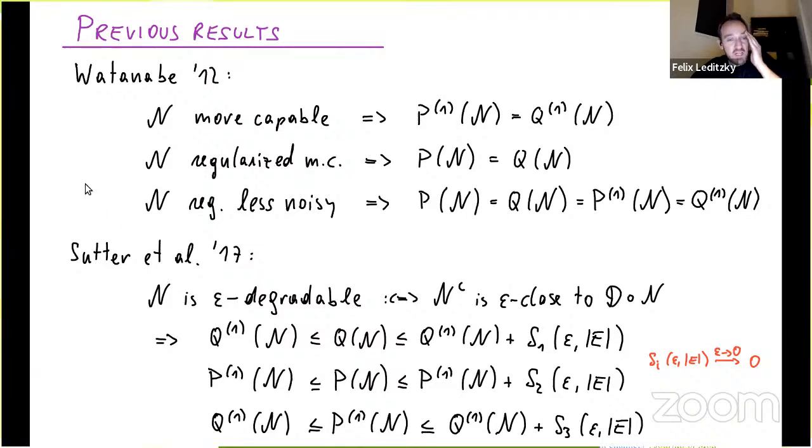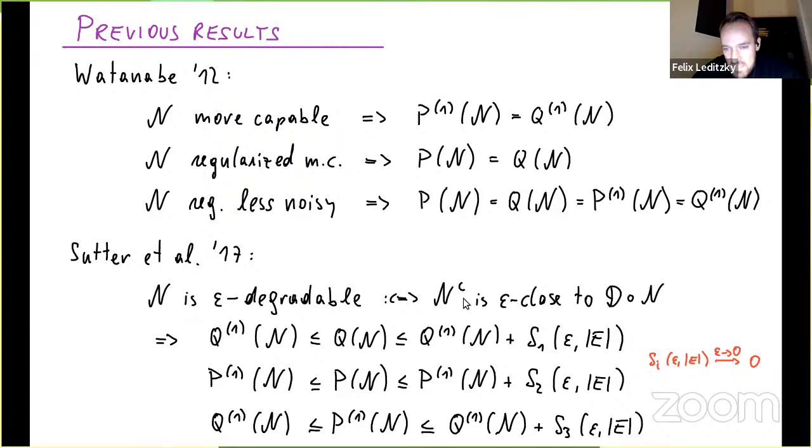You should contrast these results with the results by Sutter et al. A couple of years later, where they kind of made some of these results approximate. And so they introduced this notion of epsilon degradable or approximately degradable, where we call a channel epsilon degradable if the complementary channel cannot quite be obtained by degrading the channel, but you can get epsilon close to it when you optimize over the degrading map. And the closeness here is measured in terms of diamond norm, which is a useful metric on quantum channels.